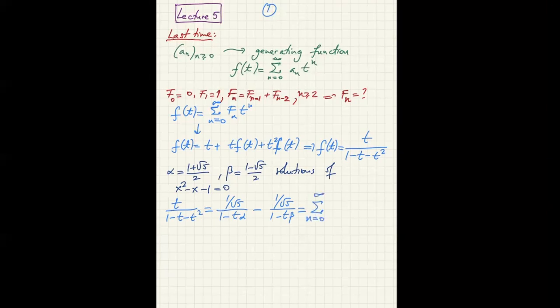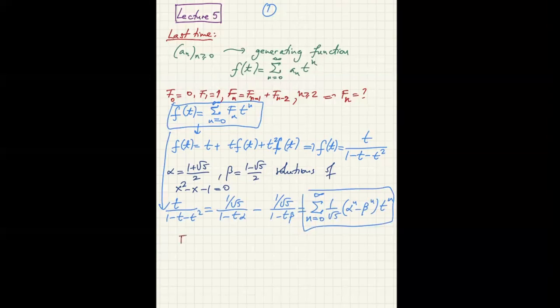And this led us to rewrite this formal power series as the sum of 1 over square root of 5, alpha to the n minus beta to the n, times t to the n. So if we compare the formula we have here, where the coefficient of t to the n is the nth Fibonacci number, with the formula that we have here, we can deduce that the nth Fibonacci number, f_n, is going to equal 1 over square root of 5 times alpha to the n minus beta to the n.